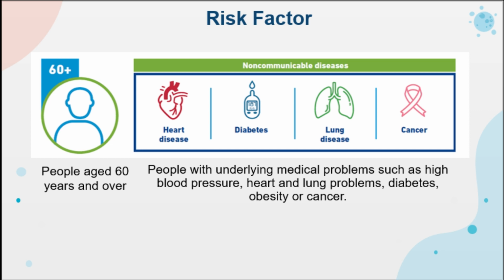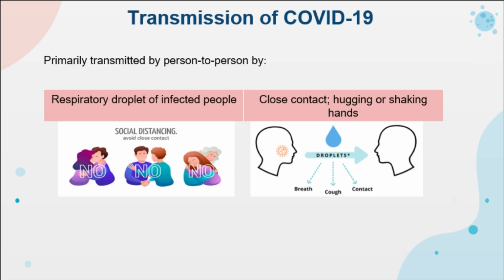and also with the presence of chronic conditions such as high blood pressure, heart and lung problems, diabetes, obesity, or cancer. Transmission of COVID-19. Transmission occurs by respiratory droplets of the infected person, direct contact by hugging or shaking hands, or contact with a contaminated surface. Infected people take an average of 5 to 6 days, or up to 14 days, to develop symptoms. During that time, the infected person can spread the virus to other people.